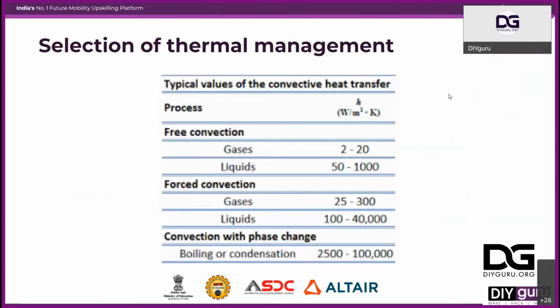Now you can see typical values of convective heat transfer. For gases, that is air and so on, it has a range of 2 to 20. If I have free convection, that is natural flow, not using any external pressure pump, like air at room temperature. Then we have forced convection, which uses a blower or pump, an external force.